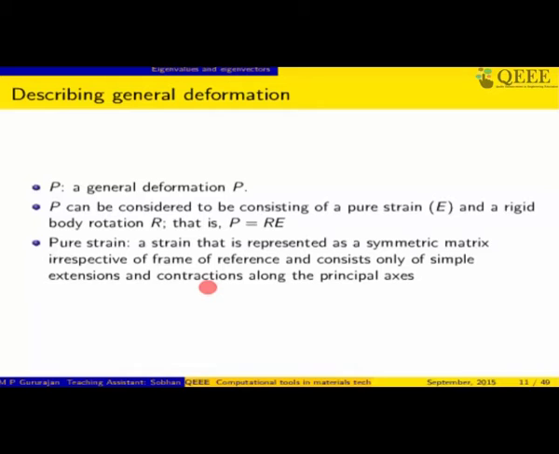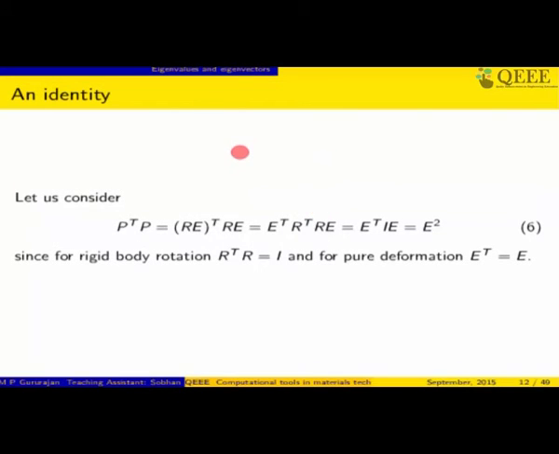In addition, along the principal axis, suppose there are only simple extensions and contractions. If you can describe it like that, then that is called pure strain. So what are we doing? We are taking a general deformation and saying that it can be split into 2 parts: one is a rotation, the other is a pure strain. Pure strain is one where the strain is symmetric and consists of simple extensions and contractions along the principal axis. Let us now consider this.